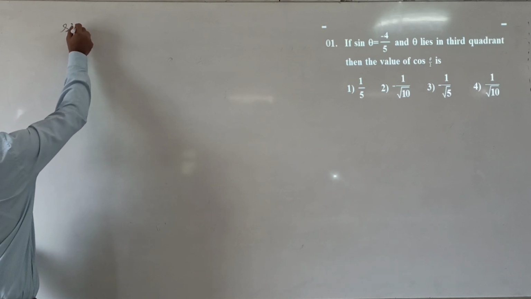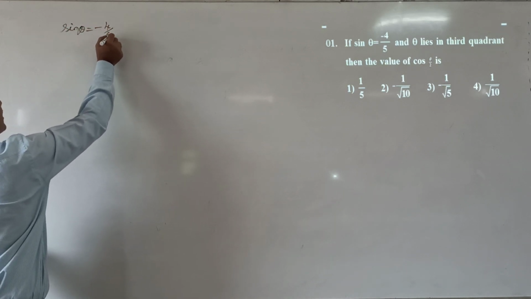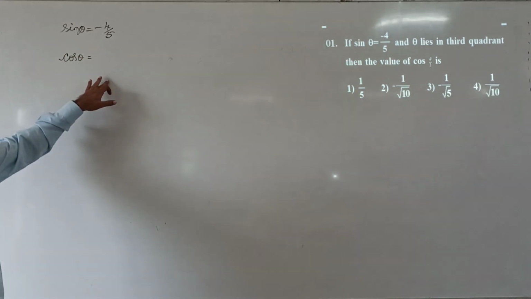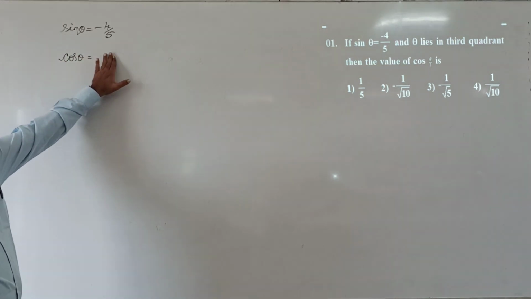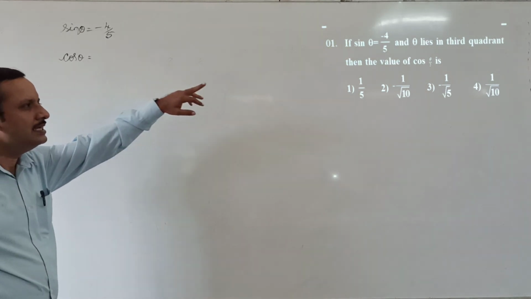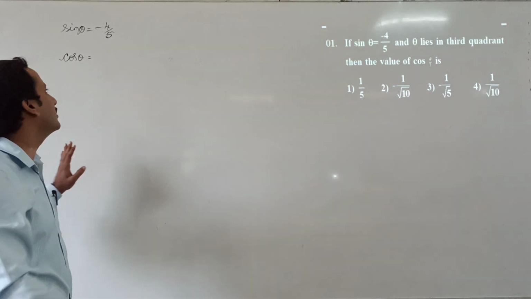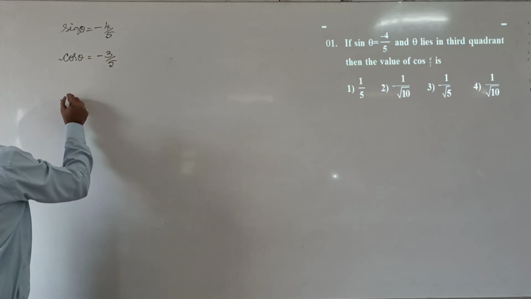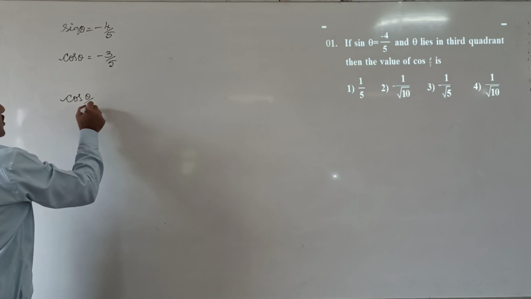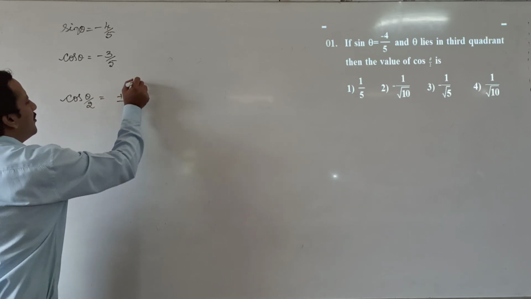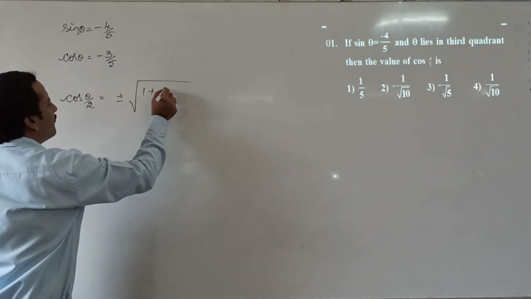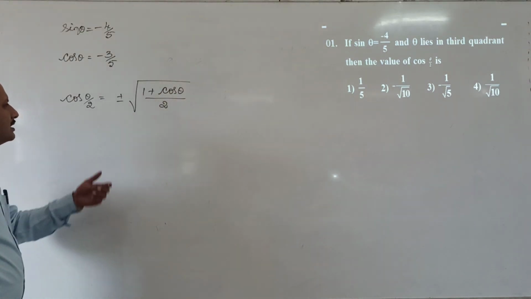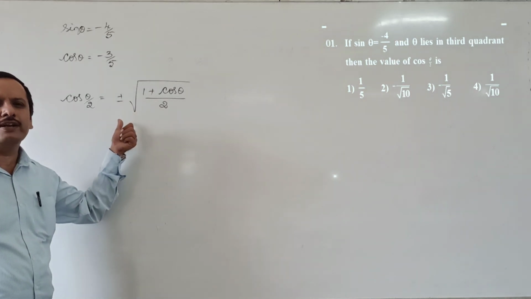See, given that sin theta is equal to minus 4 by 5, from this I can write what is cos theta. If sin theta is minus 4 by 5, cos theta is either minus 3 by 5 or plus 3 by 5. Since theta is in the third quadrant, cos theta will be equal to minus 3 by 5. Then we want cos theta by 2. Cos theta by 2, you know the formula, plus or minus square root of 1 plus cos theta divided by 2. So now, should I take plus here or minus here?